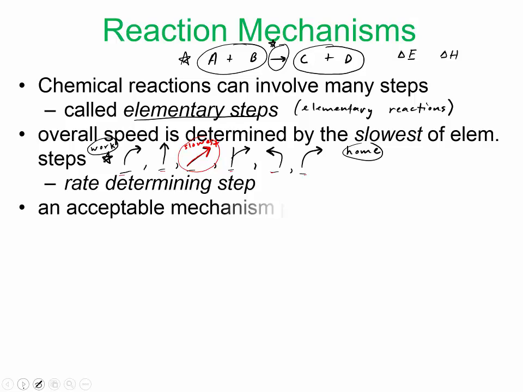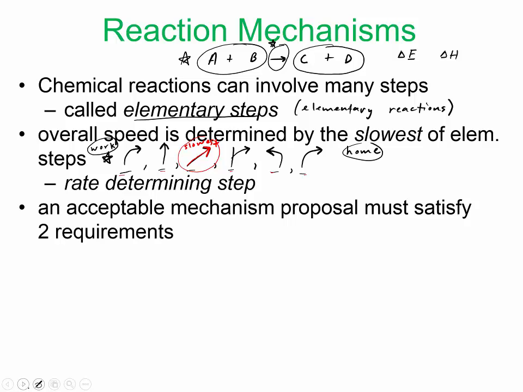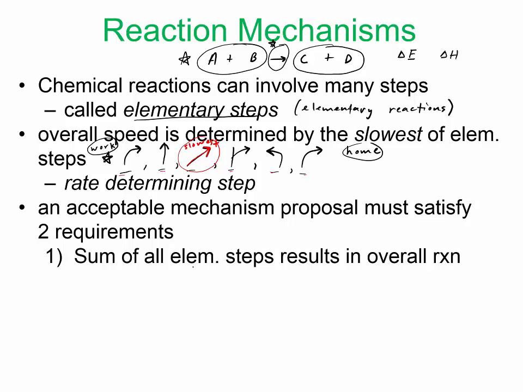Now, an acceptable mechanism. What I mean by acceptable is that these are proposed. Scientists will try to describe how a reaction happens, and they'll propose a possible mechanism. Their proposal needs to satisfy a couple of requirements. One is the sum of all the elementary steps.